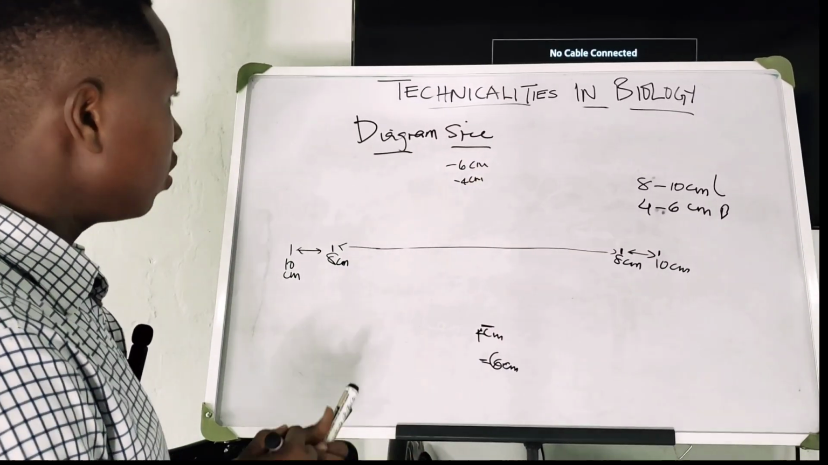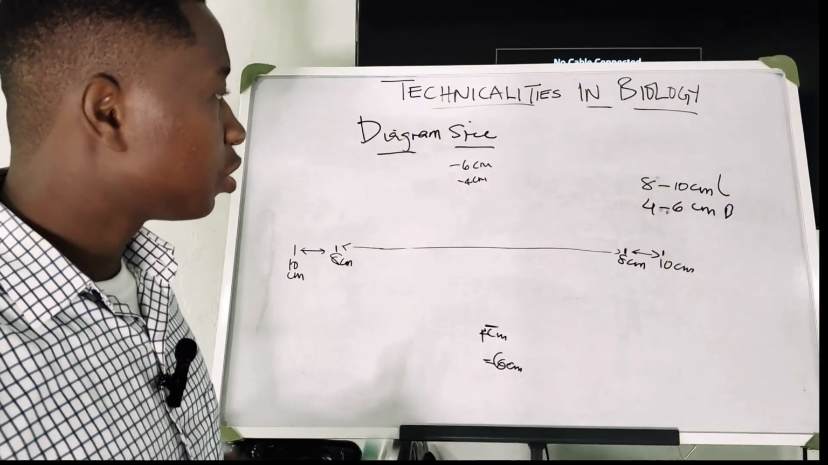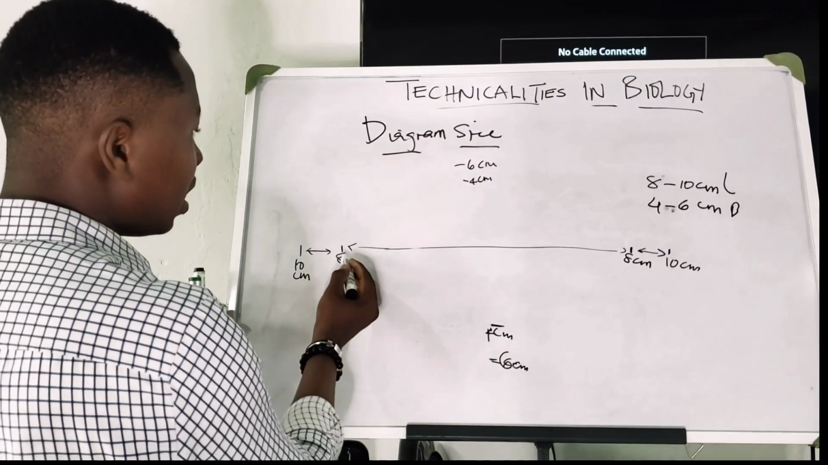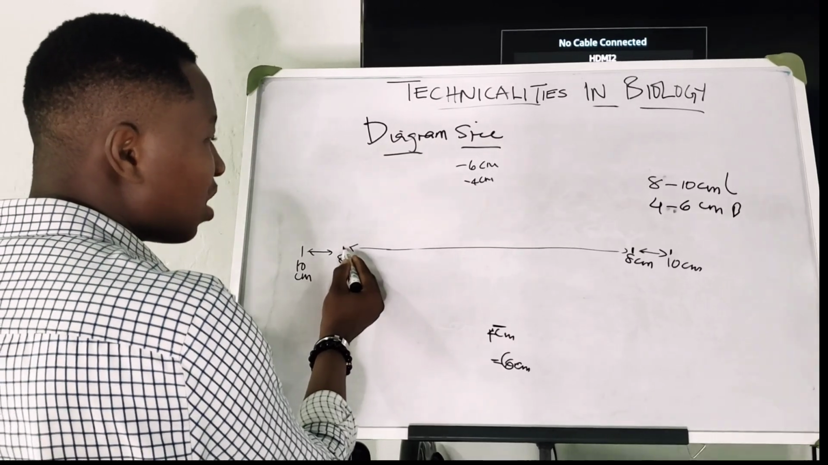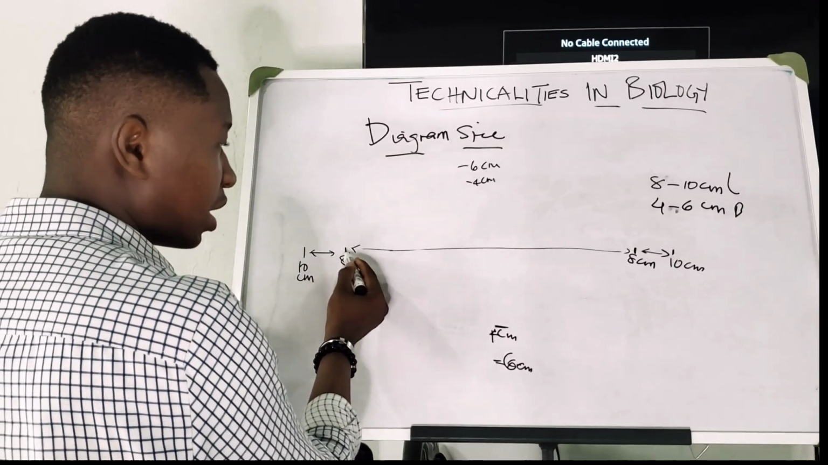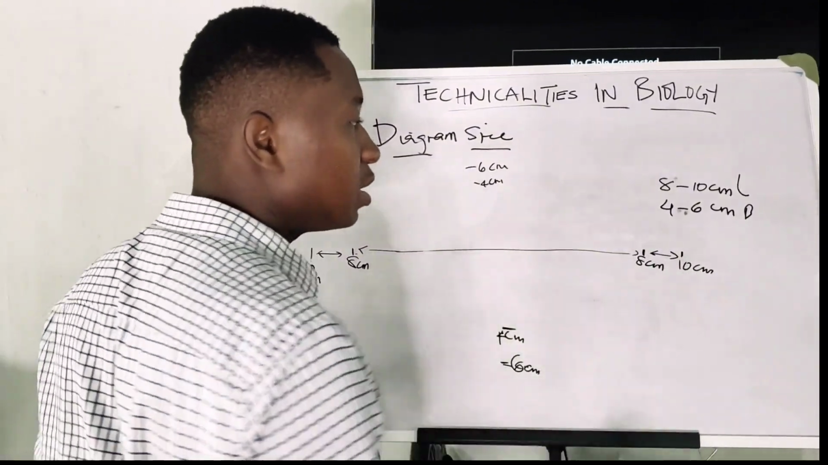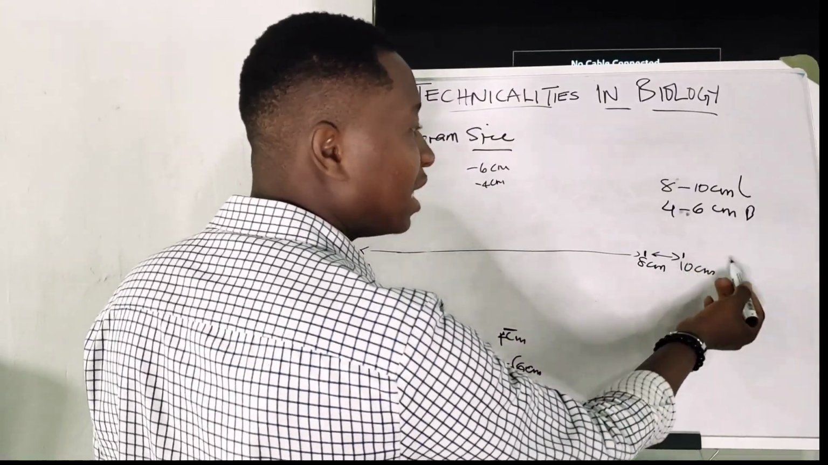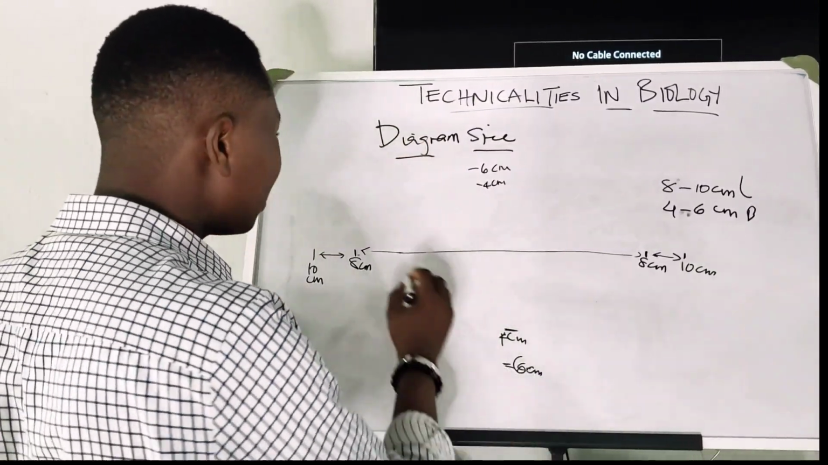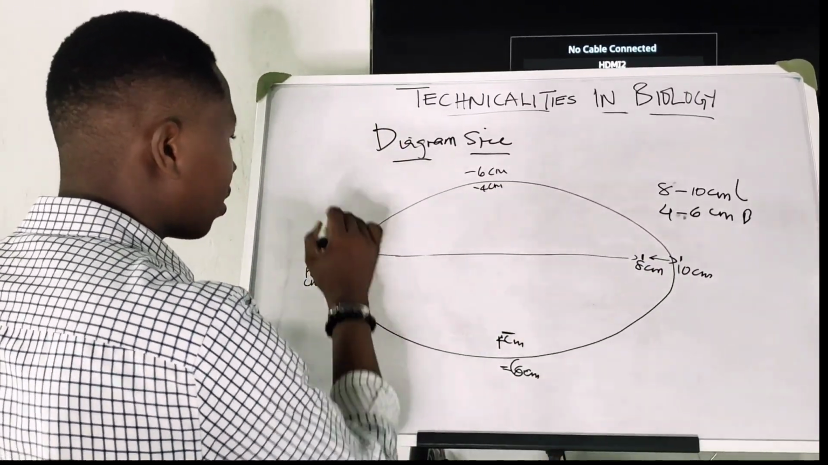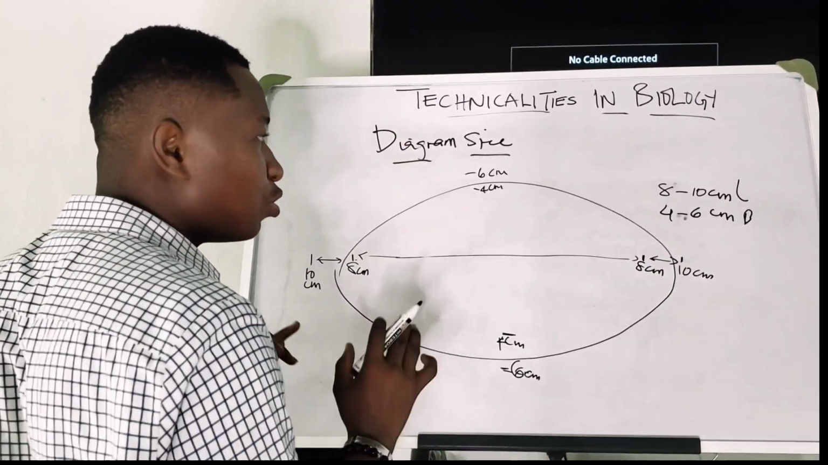Now when you have done this, what you should know is that your diagram should not be less than this point. It should not be smaller than this. And it should not go as far as 11 cm. So whatever you draw should be within this range. That is how you should draw it.